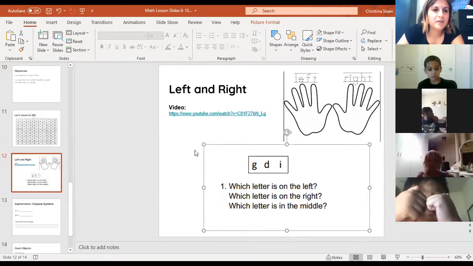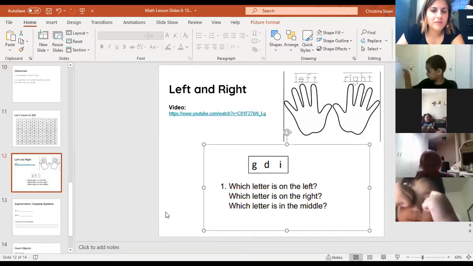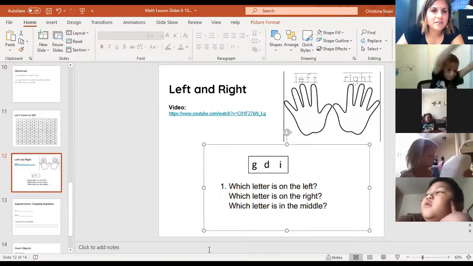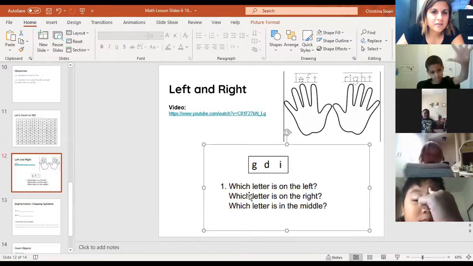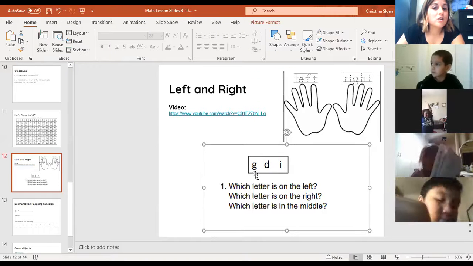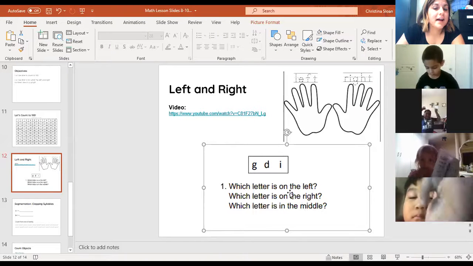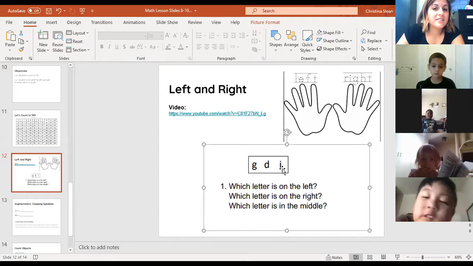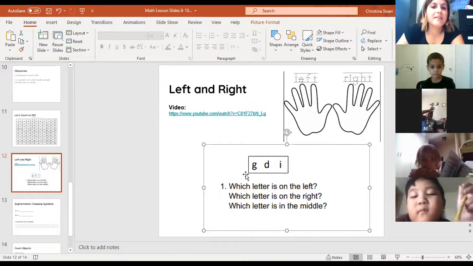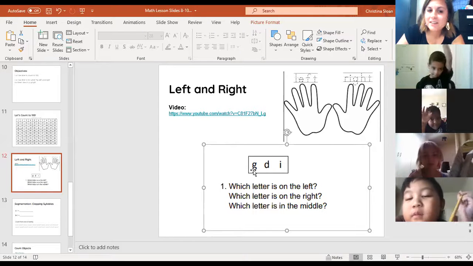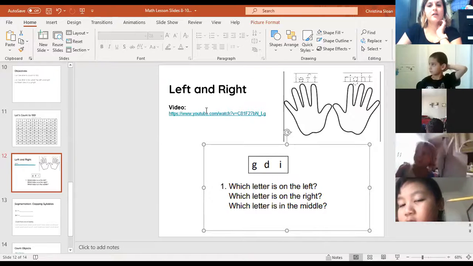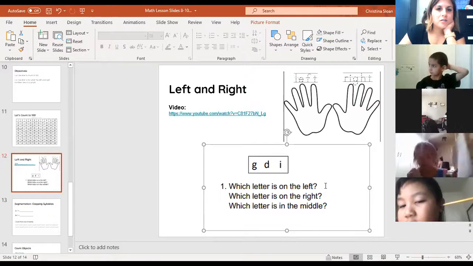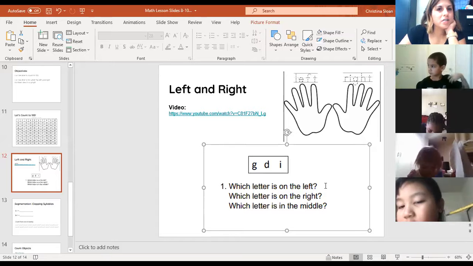Phoebe, you can unmute yourself. What letter's on the left? The I. That's close. The I is on the right. So if the I is on the right, then which letter is on the left? Which one? G. G. Very good. Nice job, Phoebe. All right, so on the left, we have the letter G.